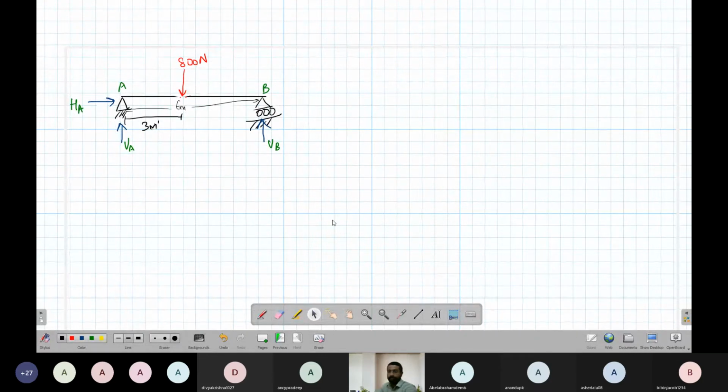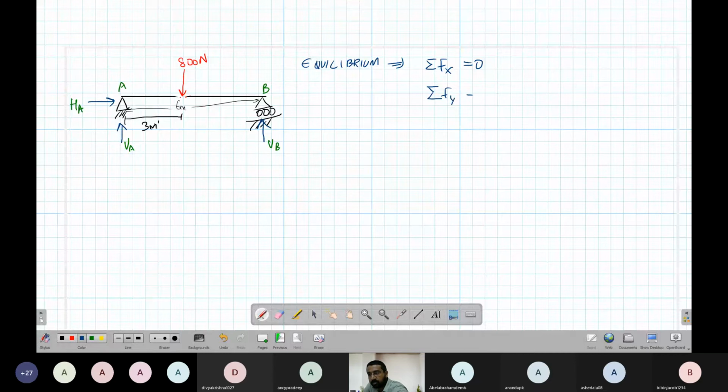Okay. So now let's see equilibrium. When I say it is in equilibrium, you can always say all the forces, all the components of forces in x direction should be equal to 0. All the components of all the forces in y direction should be equal to 0.